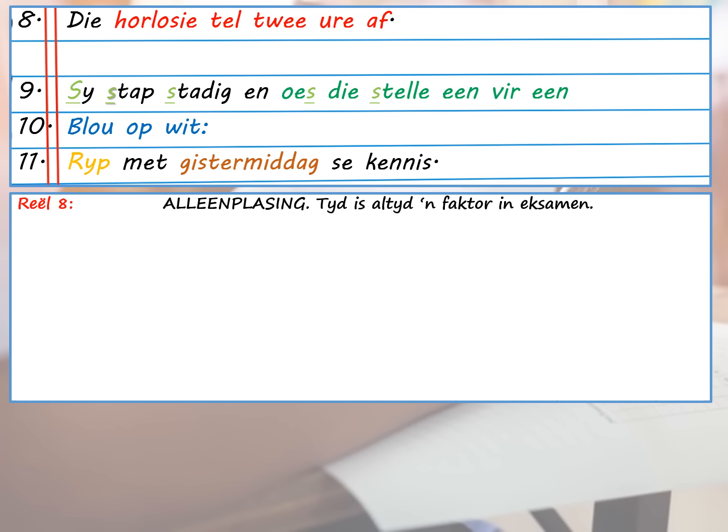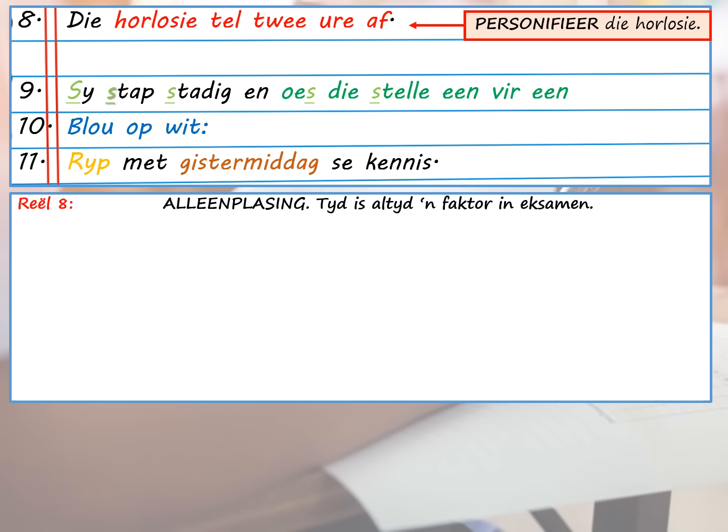Line 8 is called alleenplasing. It is a complete stanza on its own, a line on its own, because it's the focus of your exam. What else is more daunting than the watch counting down the time, showing you how much time you have left, especially when you are stressed? So here, time is a factor in the exam, and therefore, to emphasize, she has placed it in one line.